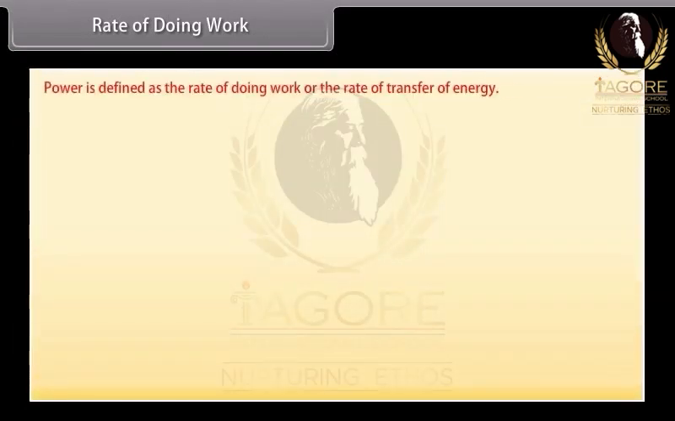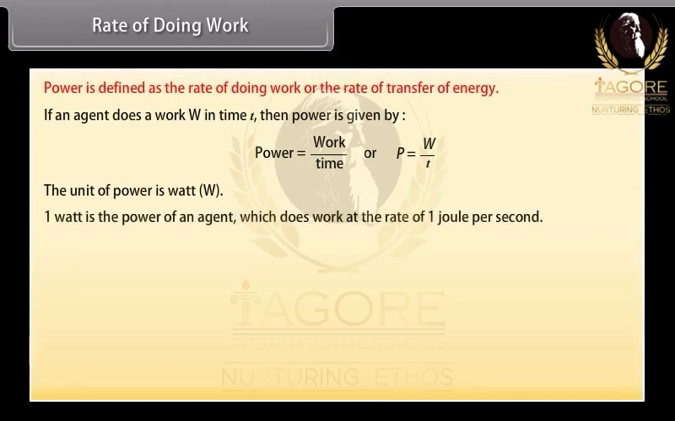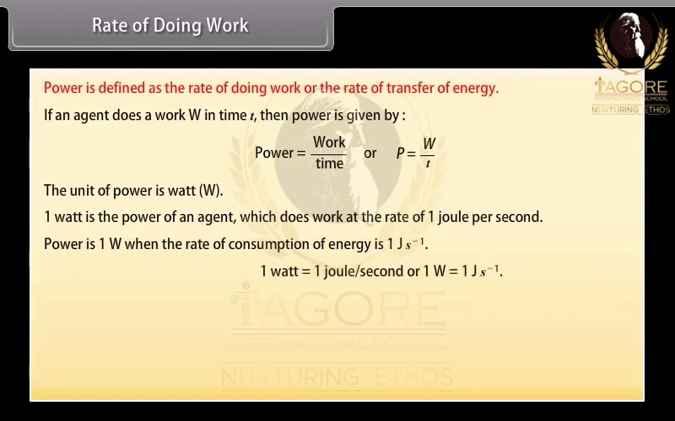So, power is defined as the rate of doing work or the rate of transfer of energy. If an agent does a work W in time t, then power is given by power is equal to work upon time, or P = W/t. The unit of power is watt, having the symbol W. 1 watt is the power of an agent which does work at the rate of 1 joule per second. We can also say that power is 1 watt when the rate of consumption of energy is 1 joule per second. 1 watt is equal to 1 joule per second.